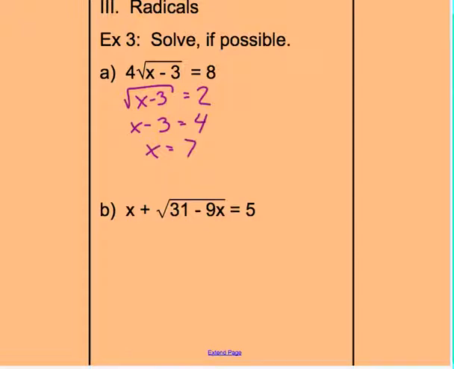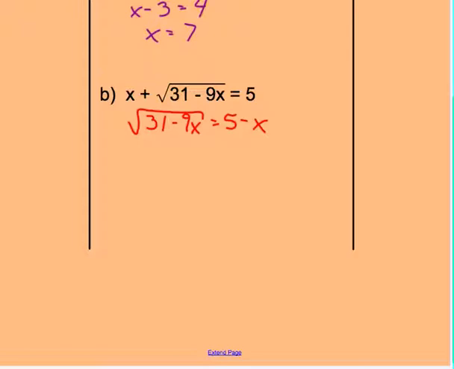This time when we isolate our radical, we're going to subtract x from both sides. Now when we square both sides, we will have to square the binomial 5 minus x. Do not square each piece individually. That violates order of operations.